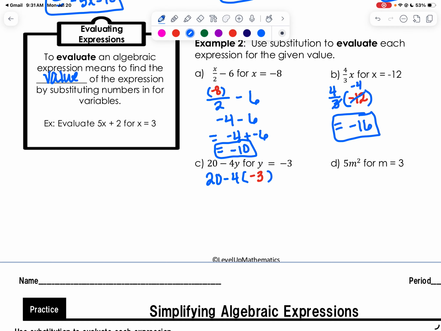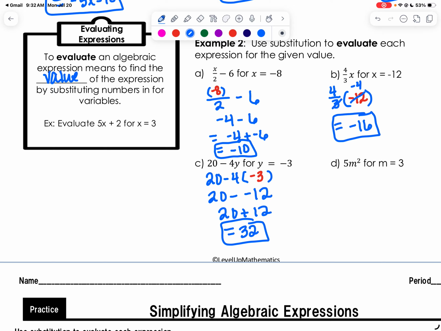So here we have parentheses and subtraction. So I want to multiply first. So this would be 20 minus 4 times negative 3, which is negative 12. Then I'll rewrite subtraction as addition of the opposite. So 20 minus negative 12 would become 20 plus 12, which would give you 32.